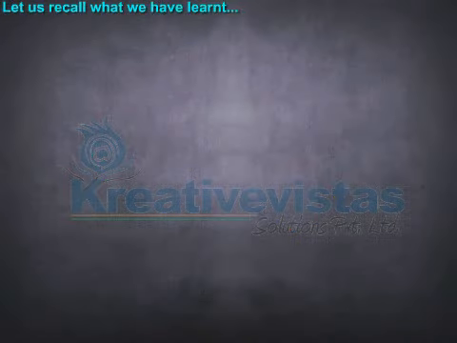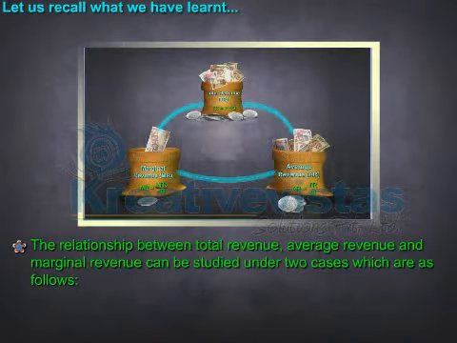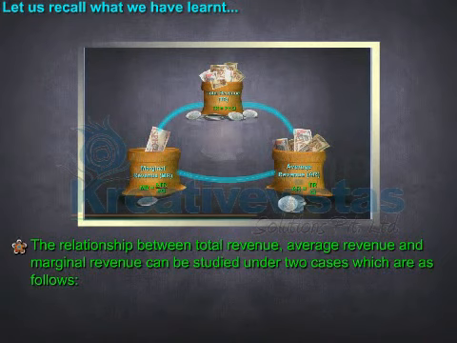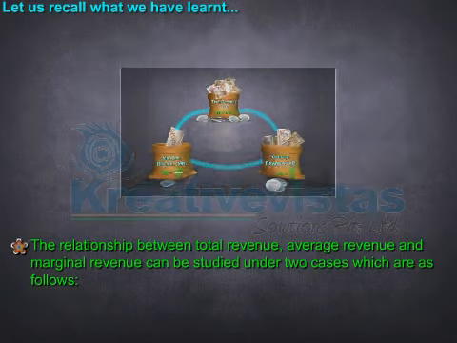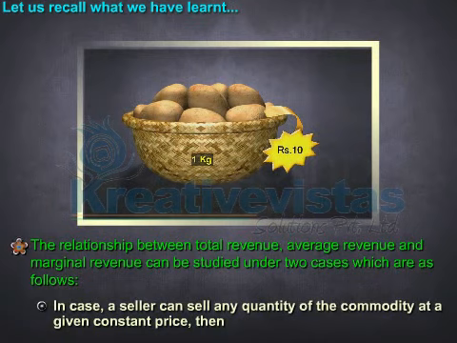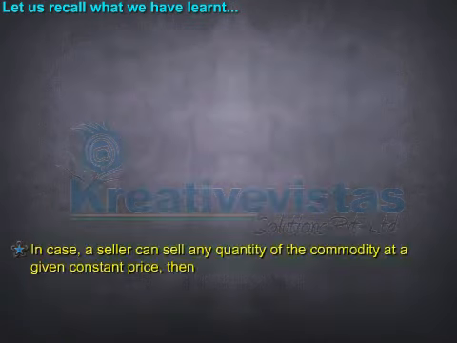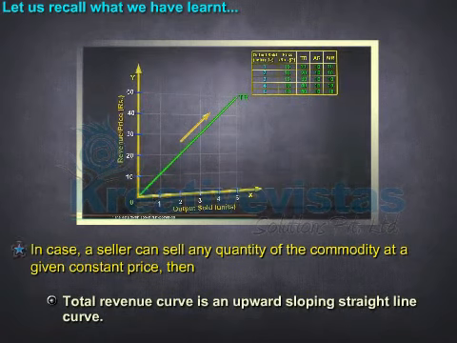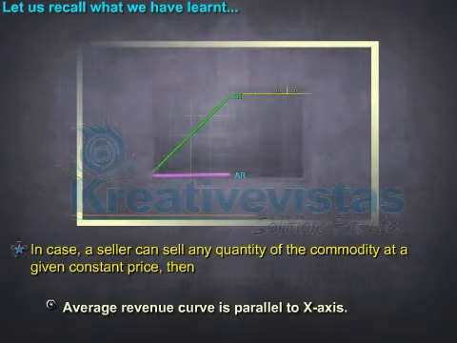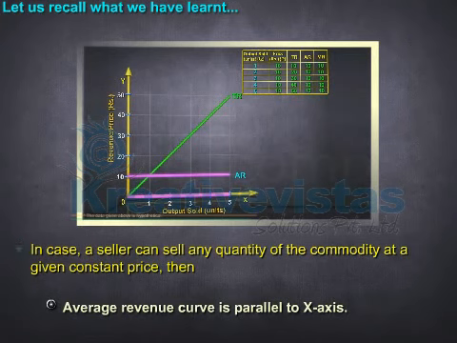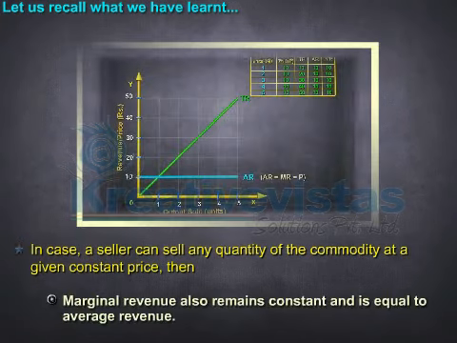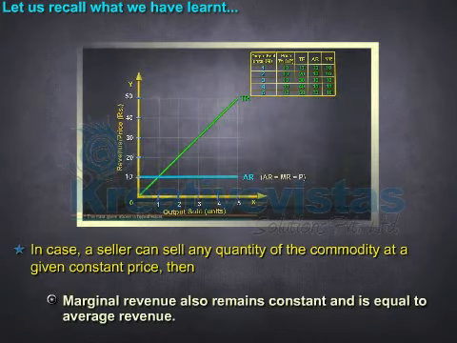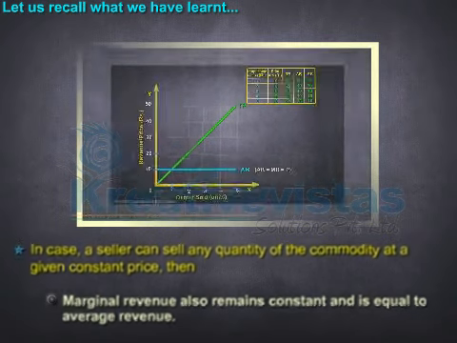Let us recall what we have learned. The relationship between total revenue, average revenue, and marginal revenue can be studied under two cases, which are as follows. In case a seller can sell any quantity of the commodity at a given constant price, then the total revenue curve is an upward sloping straight line. The average revenue curve is parallel to the x-axis. Marginal revenue also remains constant and is equal to average revenue.